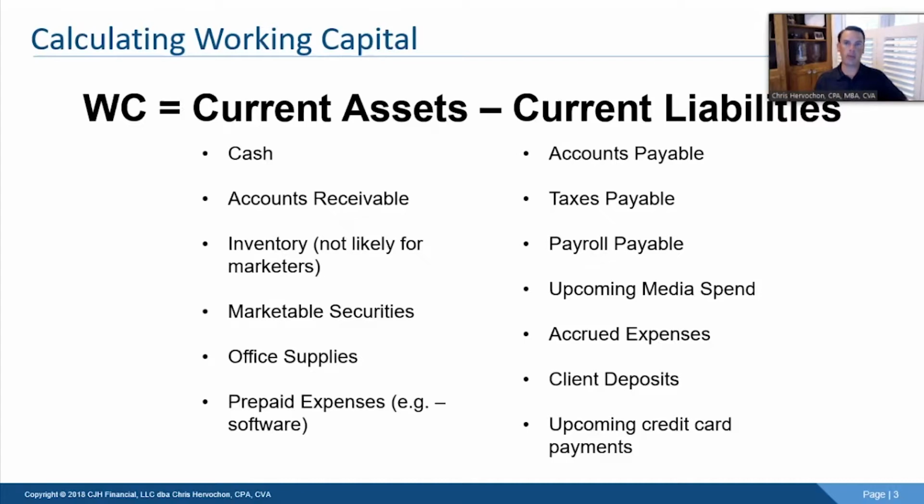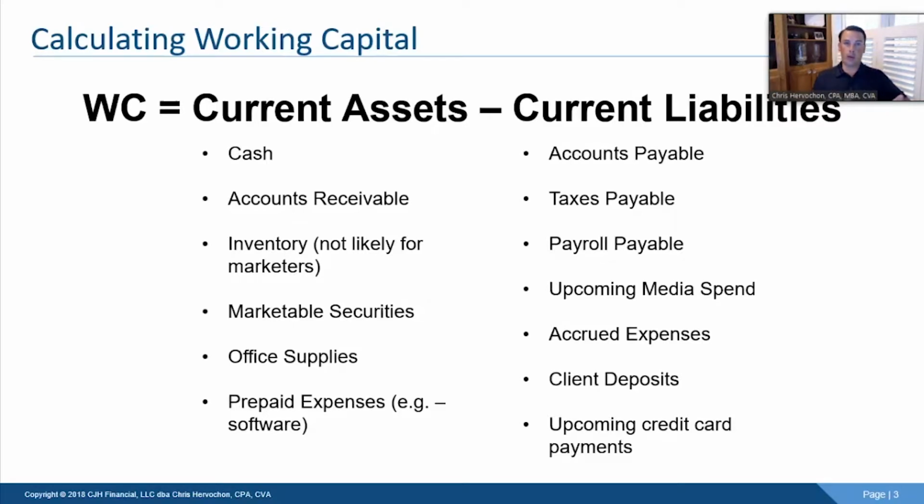And credit card payments. So if you run up some credit card debt, paying for expenses in the business, the payment's going to be due for that credit card at some point, right? Generally every month. So that is a liability that you have to plan for in your business.